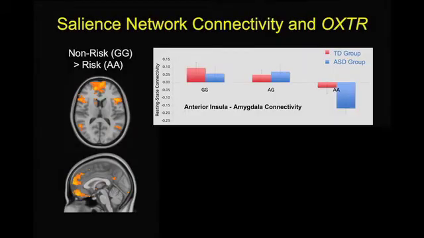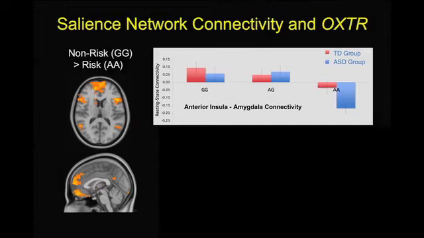Interestingly, when we again extract the values to get a different representation and look at the different groups, you see here in red is the typically developing and in blue is the kids with autism, that the toll that having the risk allele takes is greater in the kids with autism than it is in the typically developing. So having just one doesn't seem to matter in this case, unlike what we have seen for MET.